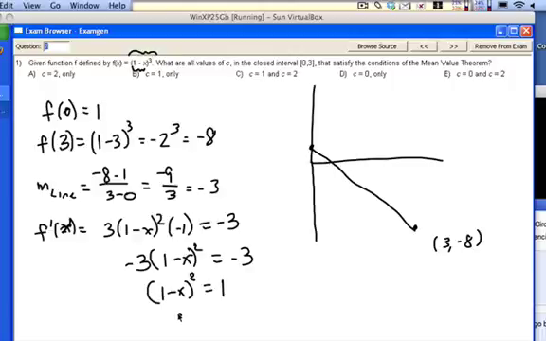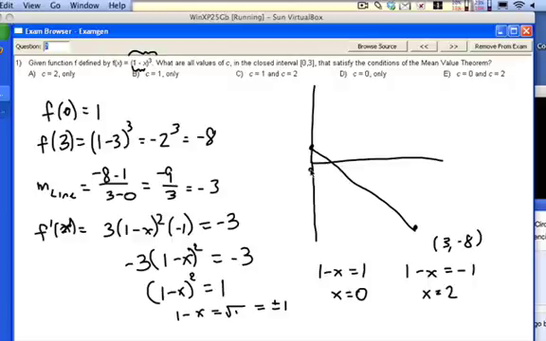So I guess that means that 1 minus x equals the square root of 1, which is plus or minus 1. So 1 minus x can be 1, or 1 minus x can be negative 1. This one here is easy: x is 0. This one here means x is equal to 2. So you might think that the answer to this is going to be up here at E, where c equals 0 and c equals 2.